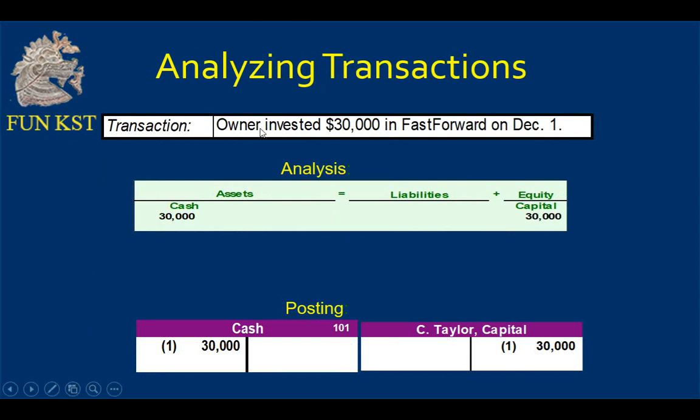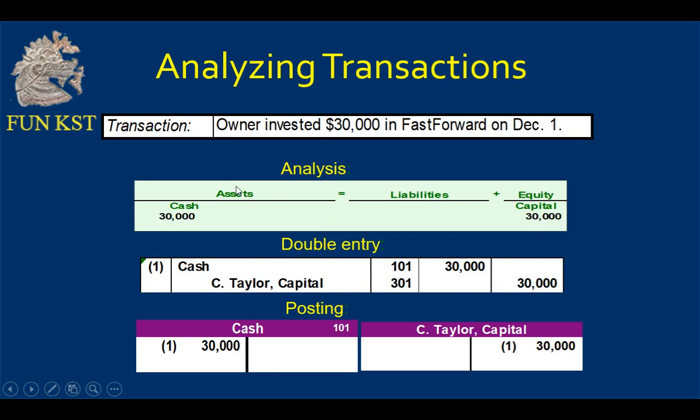Here, the owner invested 30,000 in Fast Forward on December 1. So if we do it in the accounting equation, assets equal liabilities plus equity. So we put 30,000 cash under cash and 30,000 under capital. Then we can start. The owner invested 30,000, so we have cash in the company. Cash is an asset account, so cash increases with a debit. This one represents a debit, and this one represents a credit. So cash increases 30,000 and capital increases 30,000. Capital is an equity account, increasing 30,000. So we can make two separate T accounts, for cash and for capital.